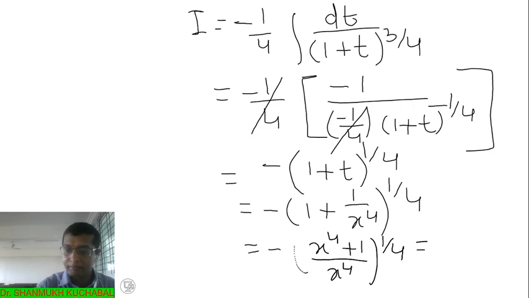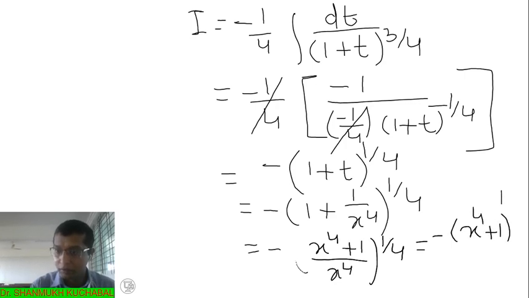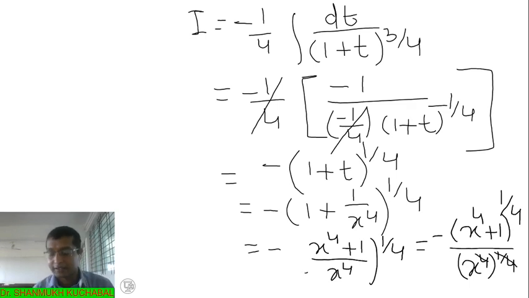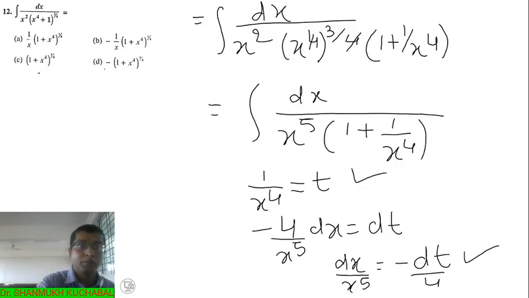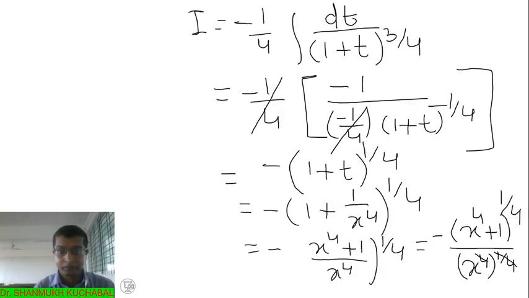Minus as it is, numerator and denominator powers we have to change. So x raised to 4 plus 1 raised to 1 by 4, and here x raised to 4 raised to 1 by 4. Here the 4 cancels. So we get minus inside a bracket x raised to 4 plus 1 raised to 1 by 4 divided by x. Therefore option B is the right answer.